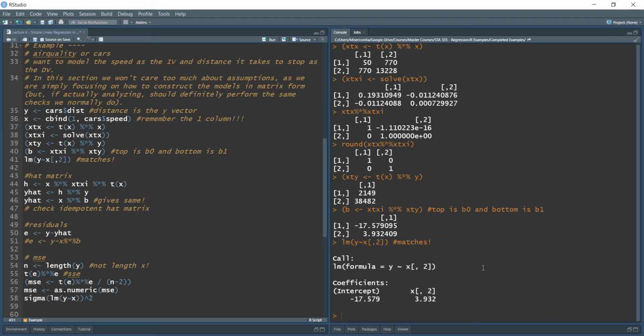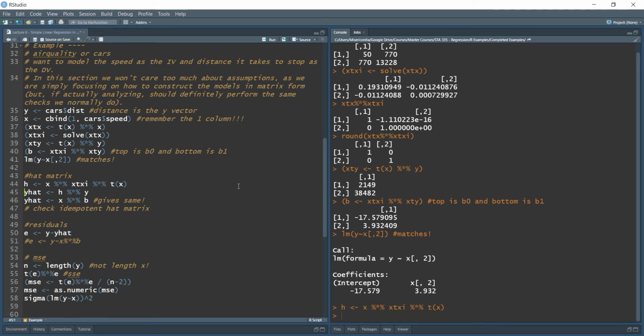Now I'm going to look at this and compare this with what I would get using the lm command. Note that because x is a matrix, no longer a vector, I can't just do y squiggle x anymore. I have to give it the vector from the x matrix of my independent variable. So it's the second column. I'm just asking for the second column of the design matrix in the lm command.